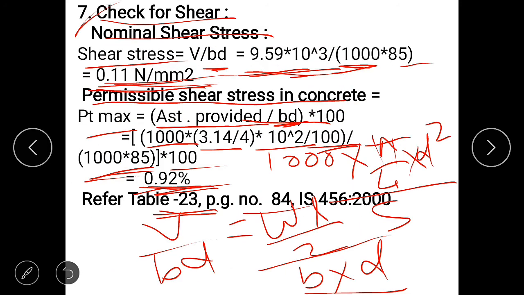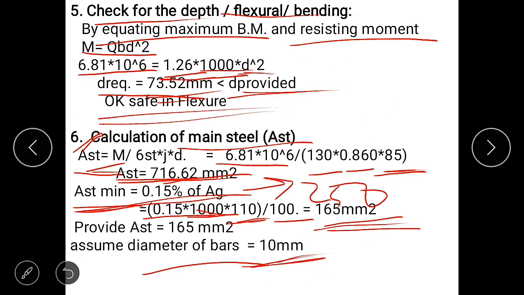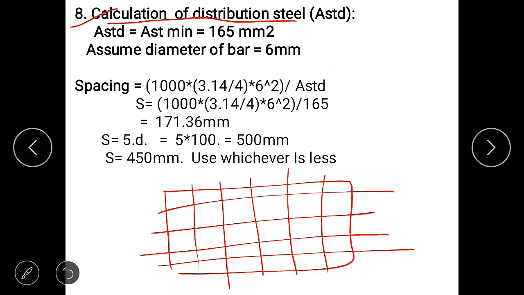In step number 6 we already calculated AST minimum. AST minimum is 165 mm square. So we consider here AST minimum is 165 mm square, and assume here diameter of bar is 6 mm. Main bar diameter is 10 mm, 10 or 8 mm. We provide 8 mm, 10 mm, 12 mm for main steel in residential building. So assume diameter of bar is 6 mm.